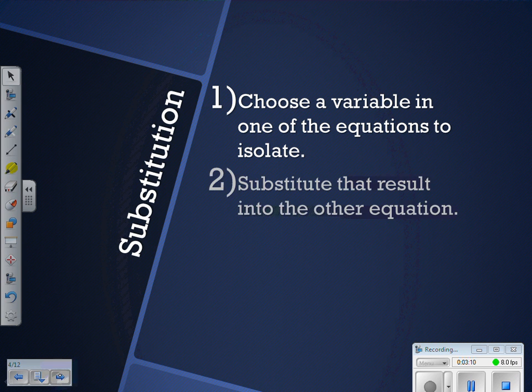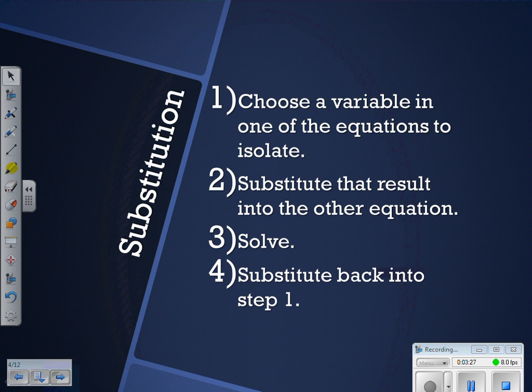Second step, you substitute that result into the other equation. So whatever that variable is equal to, you plug it into the other one. That's the substitution. Step 3, solve. So you'll have an answer for one of the variables. And then step 4, you're going to substitute back into step 1. And then you'll have your second ordered pair value.